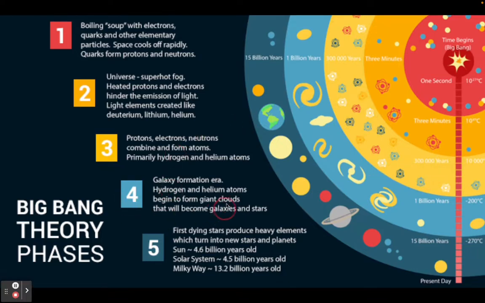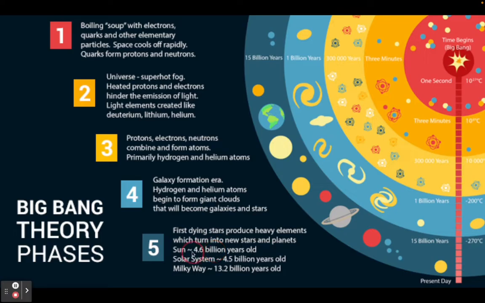And then the fourth phase is where you get galaxy formation. Hydrogen and helium atoms are now going to form giant clouds, and these giant clouds are going to become galaxies and stars. This is about 1 billion years after the Big Bang, and the universe is about minus 200 degrees Celsius. And then the final phase, the fifth phase: the first stars die, they go supernova, and they form the heavier elements, which are going to turn into new stars and planets.